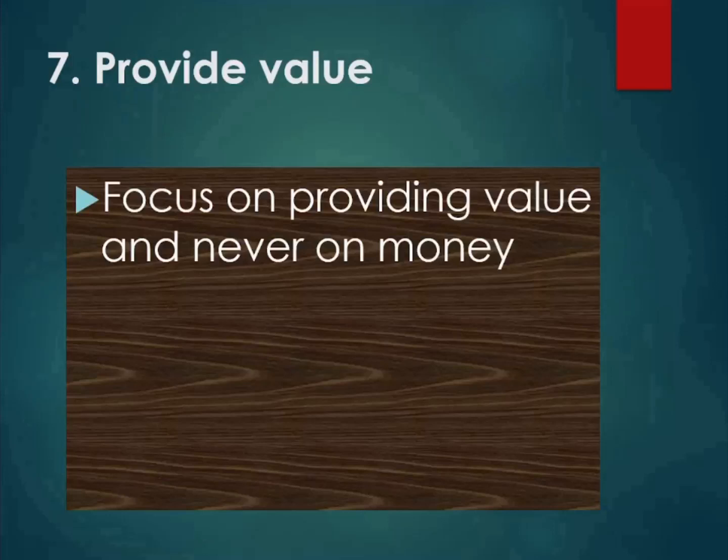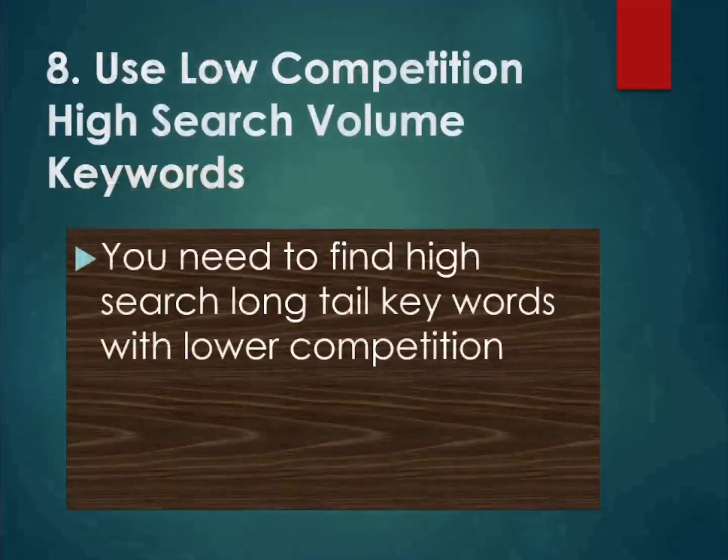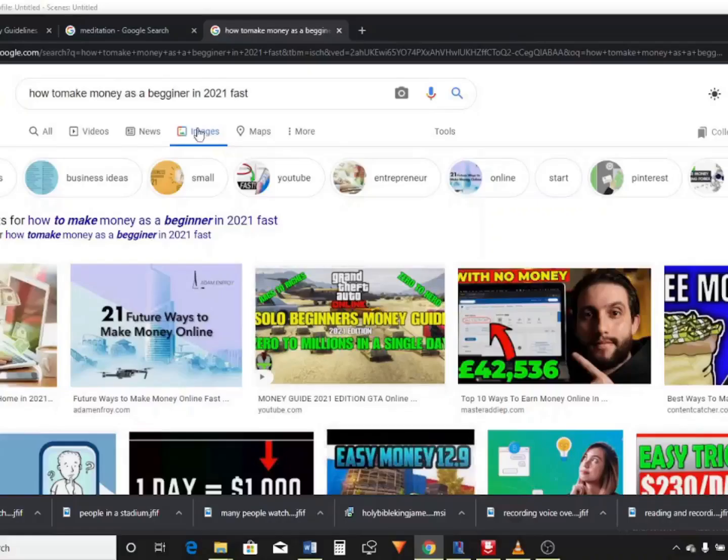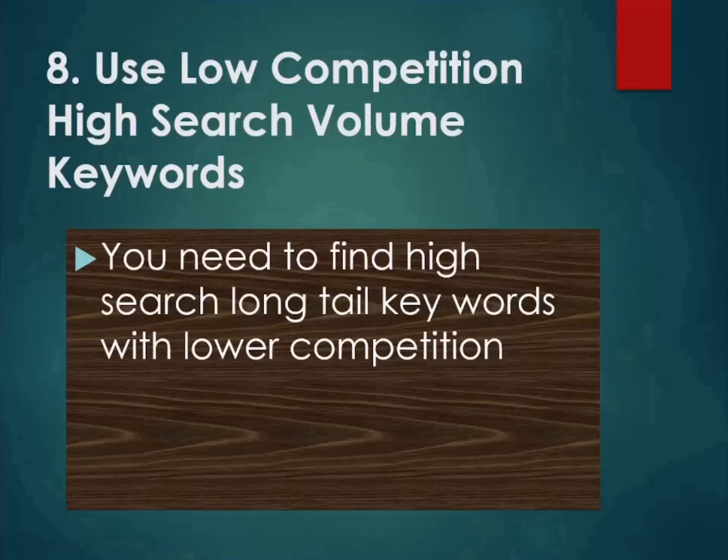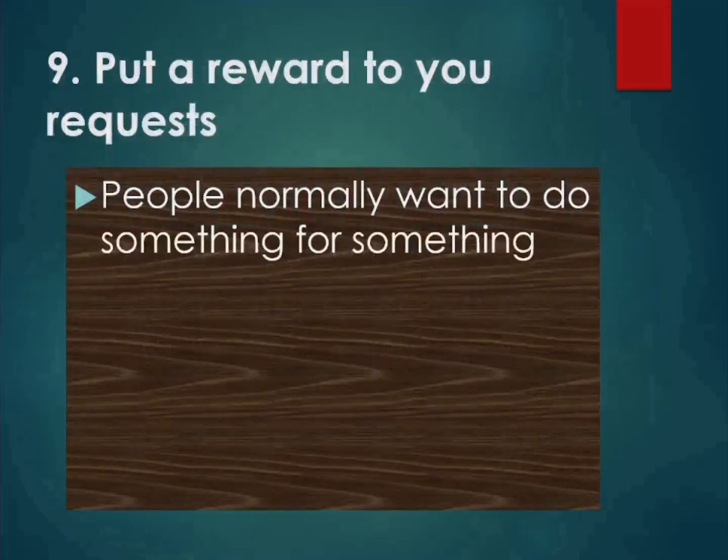Secret number 8. Use low competition high search volume keywords. It is almost impossible for a beginner on YouTube to rank for short direct keywords. Therefore, it's advisable to find low competition high search volume keywords which are easier to rank for. There are a number of tools for this, but I recommend a tool called VidIQ because of numerous other added advantages. As a beginner on YouTube, you need to find high search long tail keywords with lower competition, like how to make money on YouTube for beginners in 2021. The longer and the more specific the better.